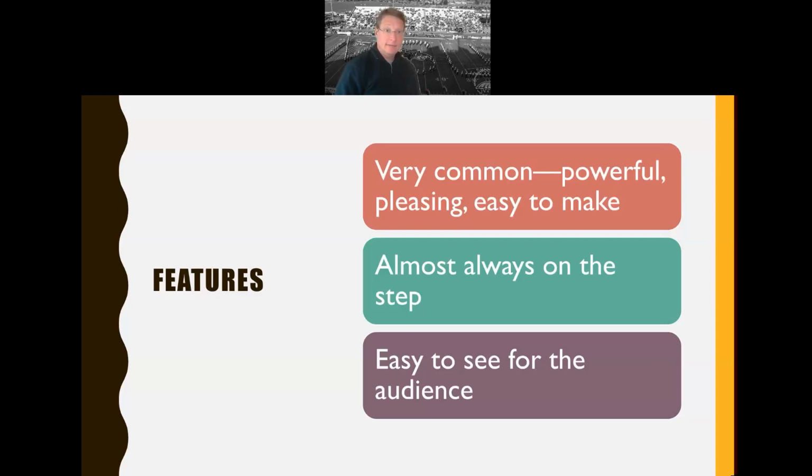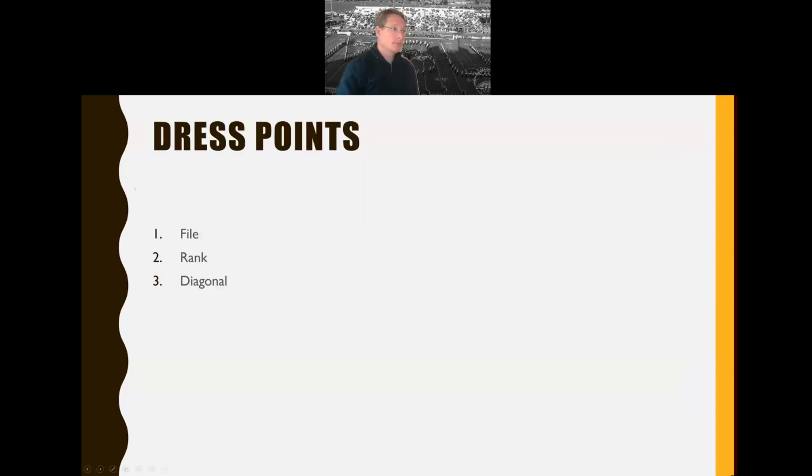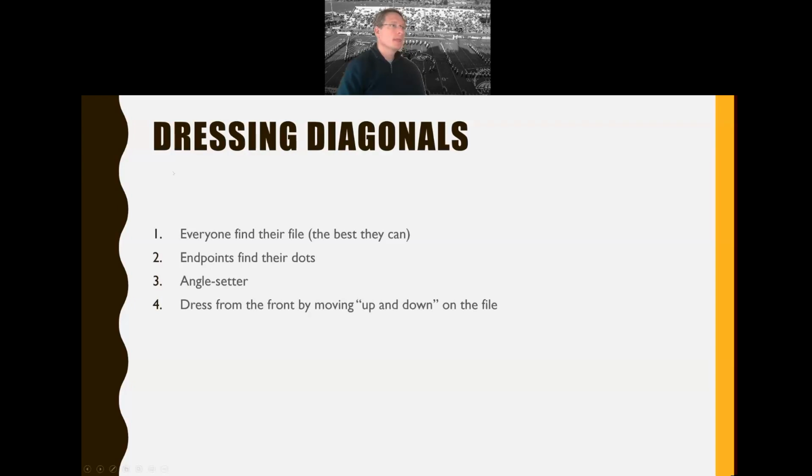They're also easy to see from the audience. Audience members can always tell if your lines are straight. Somebody's always looking down one line and can say, oh, that's straight, that's not straight. Dress points. First dress is your file, second dress is your rank, and your third dress is your diagonal. Remember, if you can get the endpoint and the angle setter right, then you can move to the diagonal and everything should work just great as you get going.